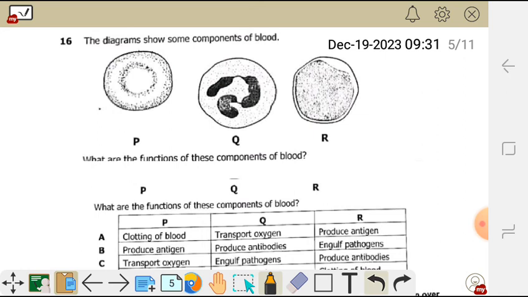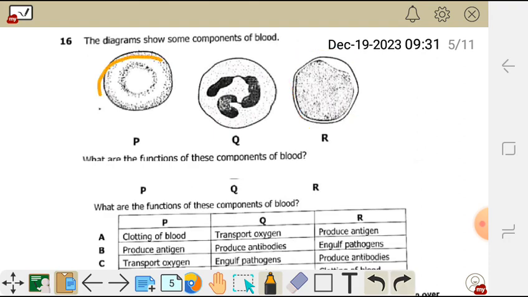So question 16, the diagrams show some components of blood. Then what are the functions of these components of blood? So this is a red blood cell. It doesn't have a nucleus and it is circular in shape. This is a white blood cell with a lobulated nucleus, and this is a platelet.